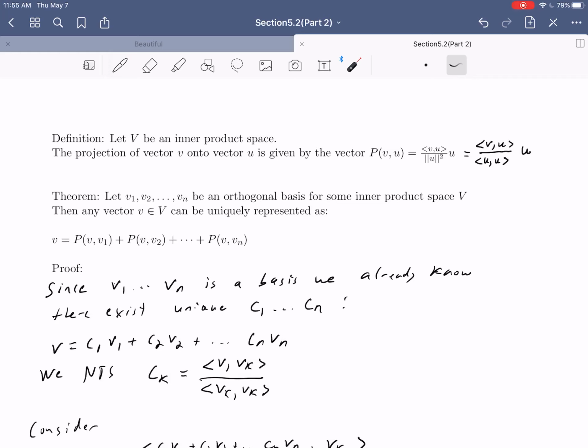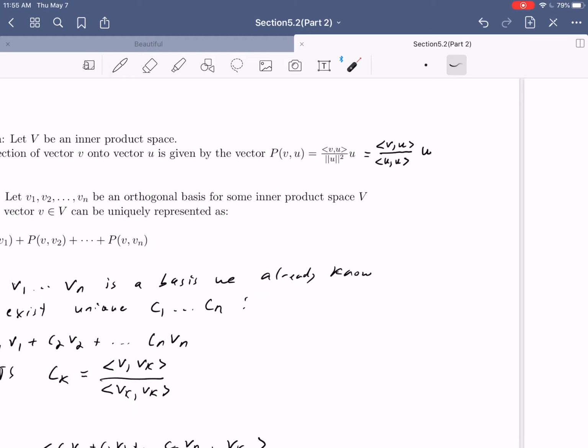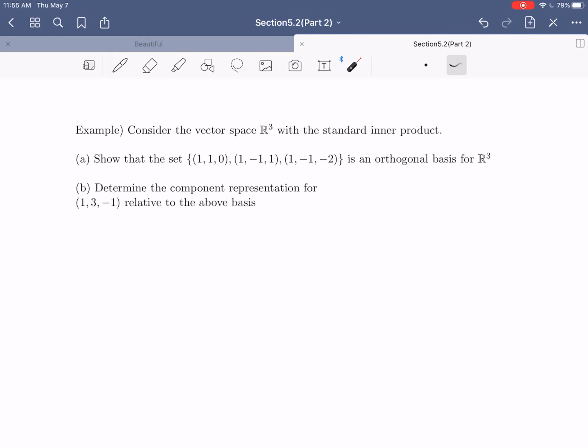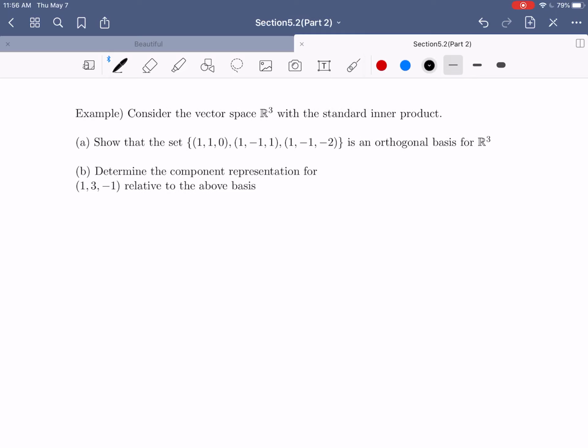All right, so for our first example here, we're going to consider the vector space R3 with just the standard inner product, the dot product. We're going to do two things here. We're going to first show that this set is an orthogonal basis for R3, and then we're going to determine the component representation for this vector relative to the above basis. And we will do that using this new concept of the projection. So let's go ahead and see that.